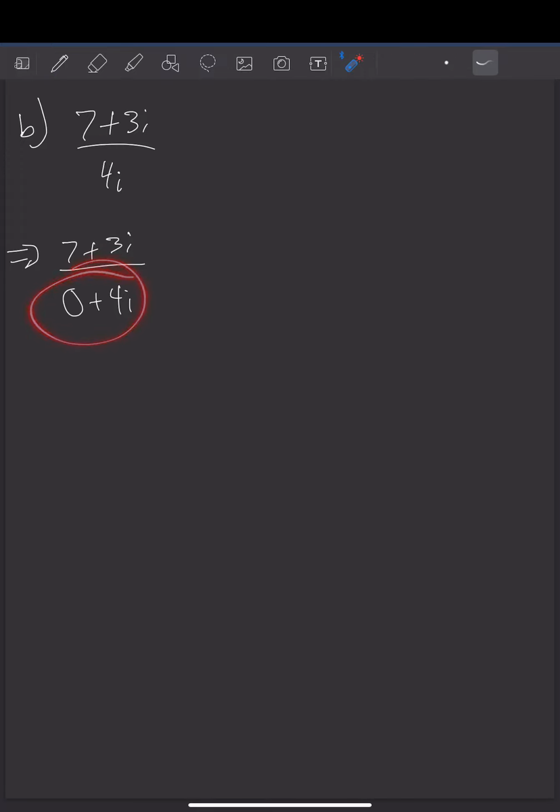What if you have something that looks like this, 7 plus 3i all over 4i? You might be asking, well, what the heck is a? It only gives you bi at the bottom, but not a. There's two ways you could write this. You could rewrite this as 7 plus 3i all over 0 plus 4i, because technically the denominator is the same as this. I just added that 0 plus, so it doesn't really matter. So now you're able to multiply by the conjugate, which is 0 minus 4i, to the top and bottom.